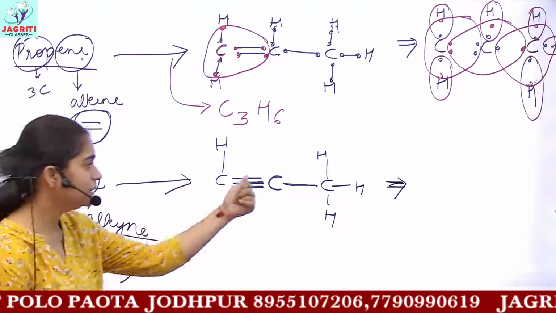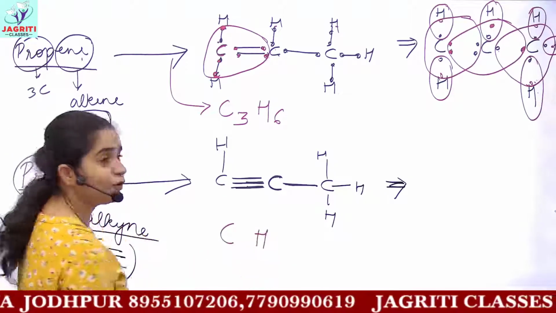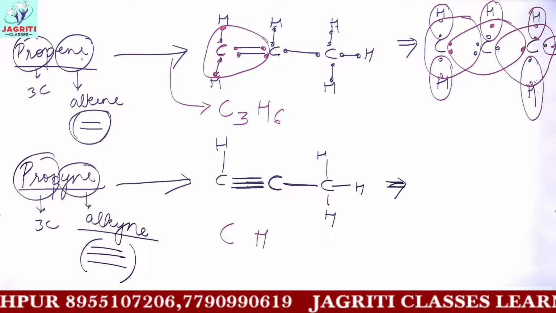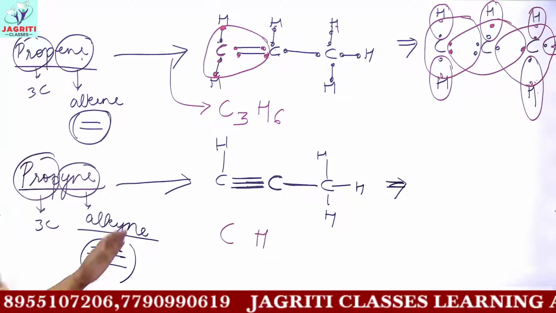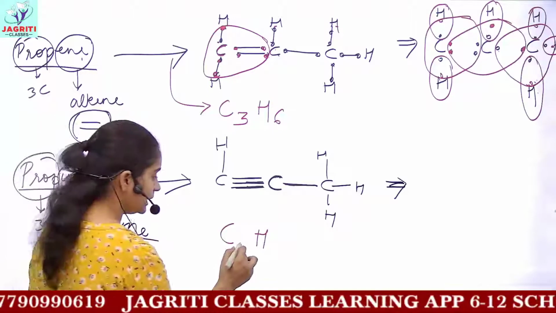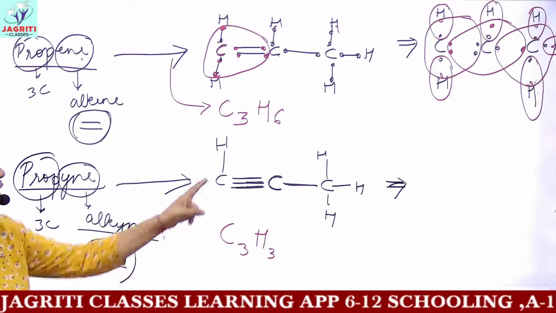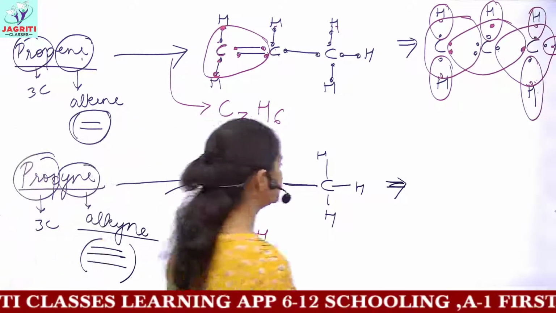Now can you give me the formula for propyne? Please write the formula for propyne. What would be its formula? Count the number of C, count the number of H. After counting, you will get the formula to be C3H3. And I hope you can make the electron dot structure.